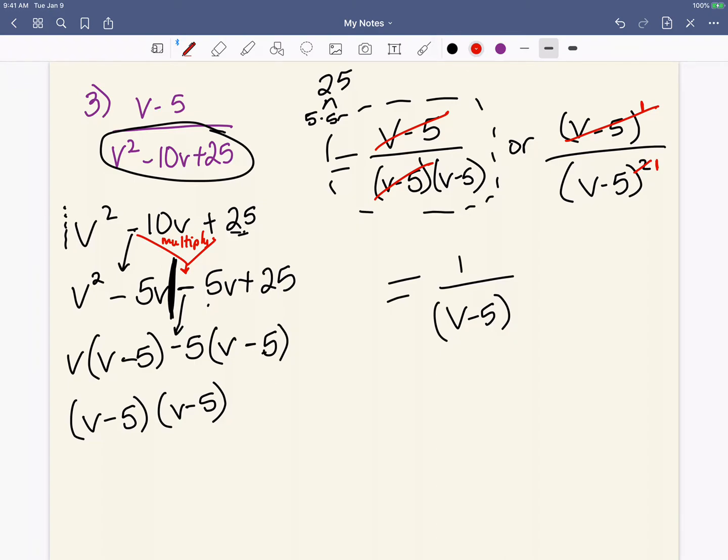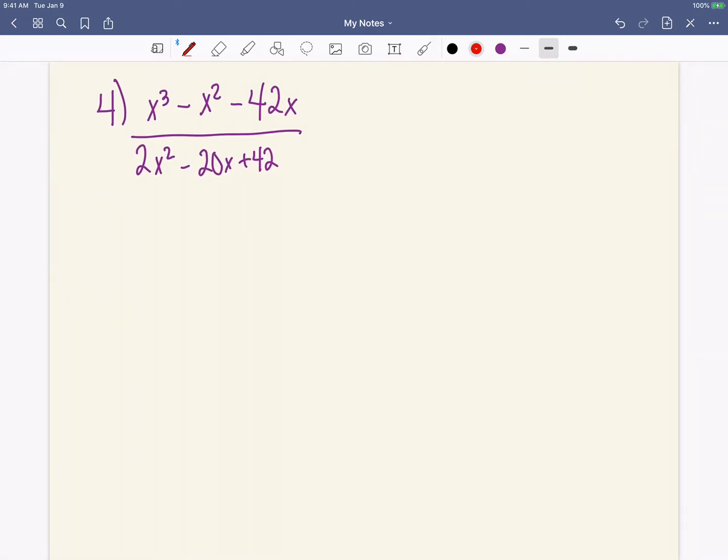Okay? Now I'm going to move on to this last one. So this last one is a little bit of both. We're going to need to factor the numerator and factor the denominator. So in the numerator, before I do the factoring, I can actually take out an x from each, right?